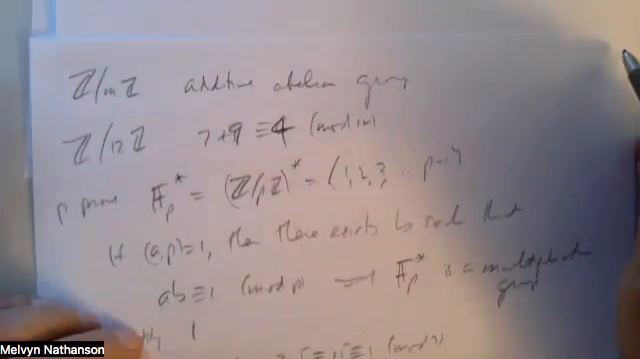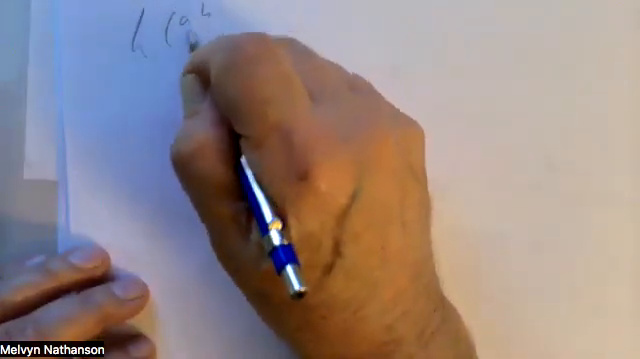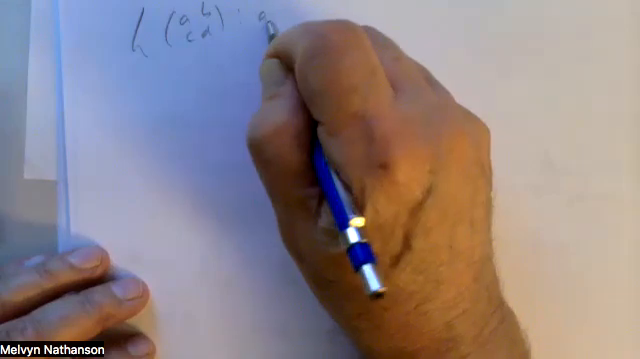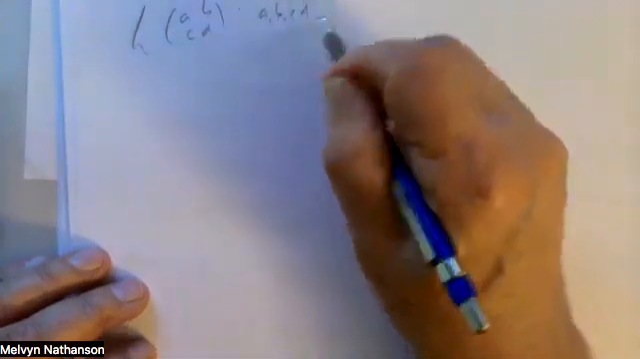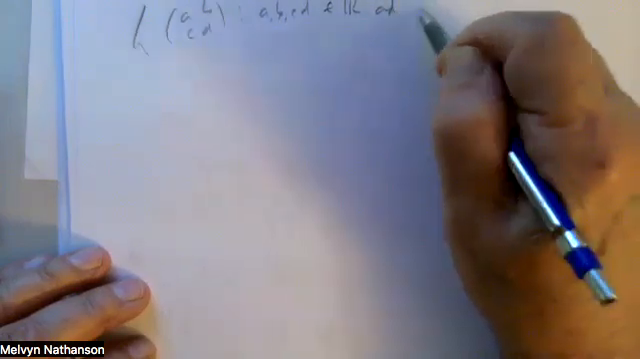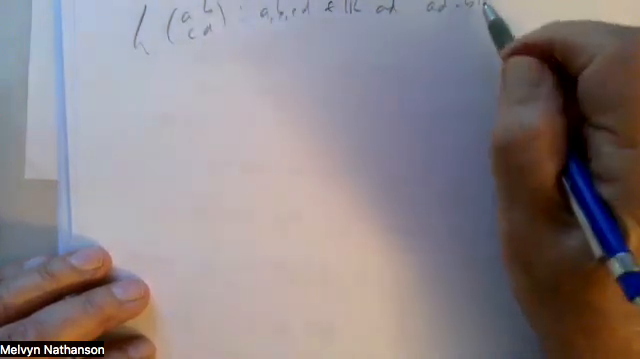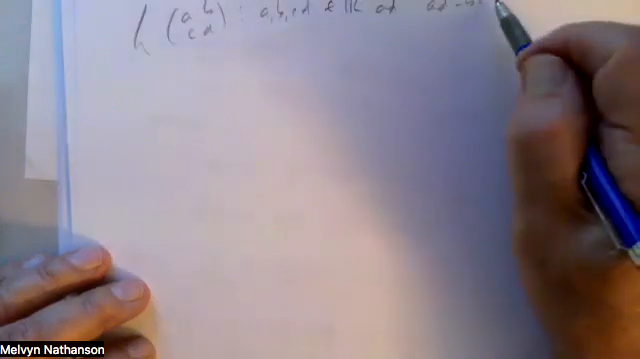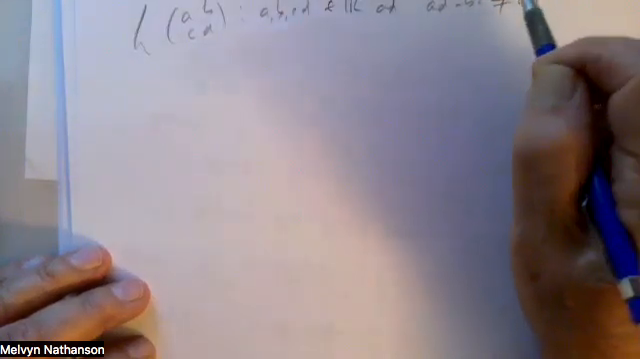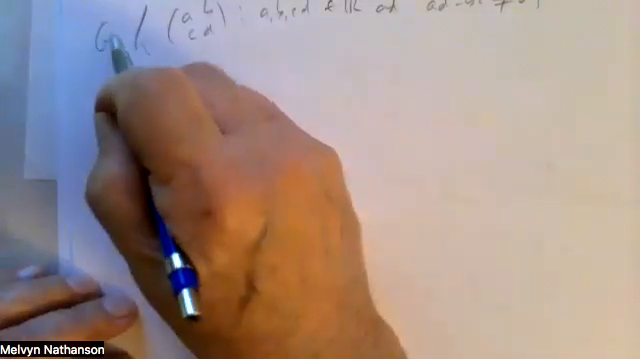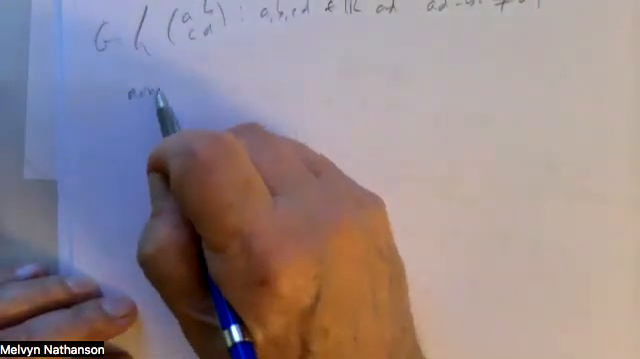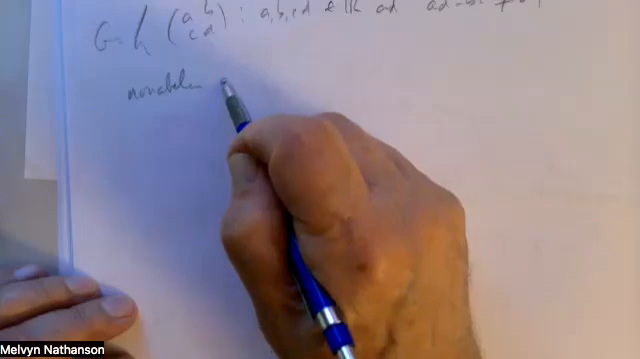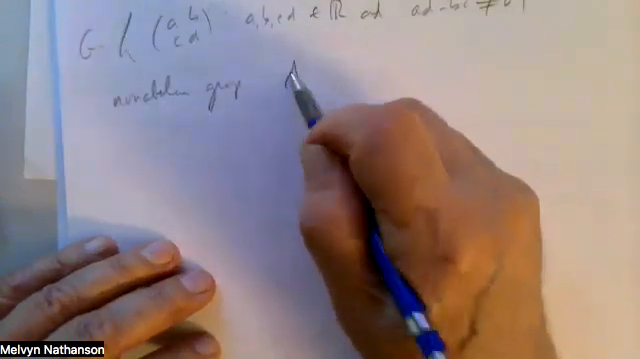An example of a non-abelian group is the group of all 2 by 2 matrices (A, B, C, D), where A, B, C, and D are real numbers, and AD minus BC is 1. If you just take all 2 by 2 matrices where AD minus BC is simply not equal to 0, this is a multiplicative group, which is non-abelian.